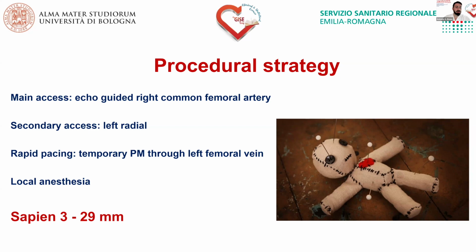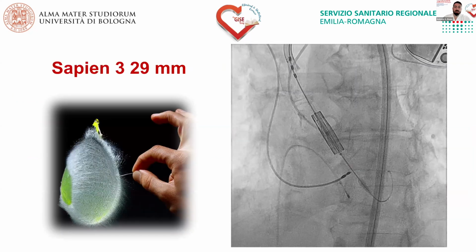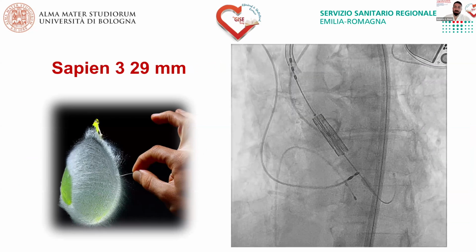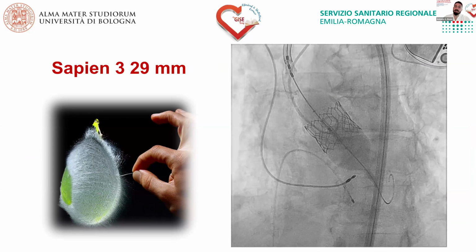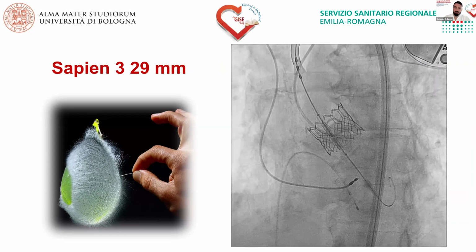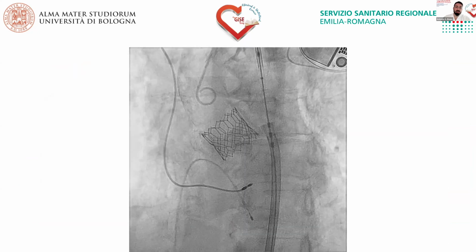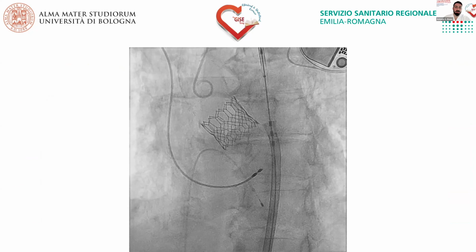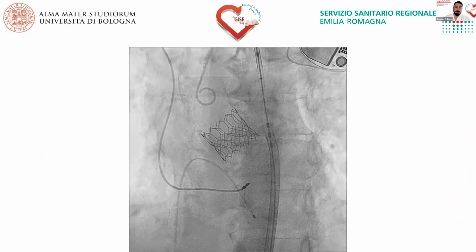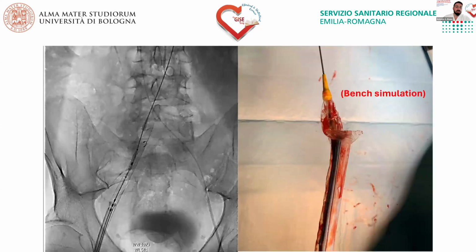And as usual, we performed local anesthesia, like usual in our institution. And then we chose to implant a Sapien 3 29 millimeter valve. Let's go straight to the implantation, the interesting part of our case. As you can see, at the very end of the implant, the balloon burst. As you can see, there was no complication at the implantation site, nor paravalvular leak, so the implant was absolutely perfect. But we were not able to retrieve the Commander delivery system of our Sapien valve.